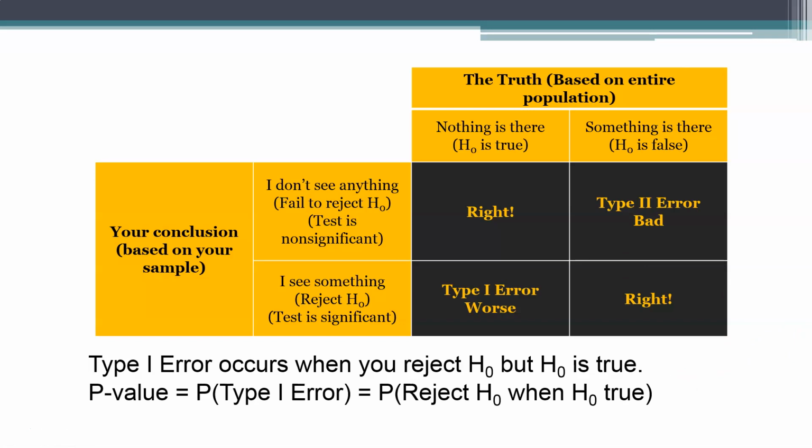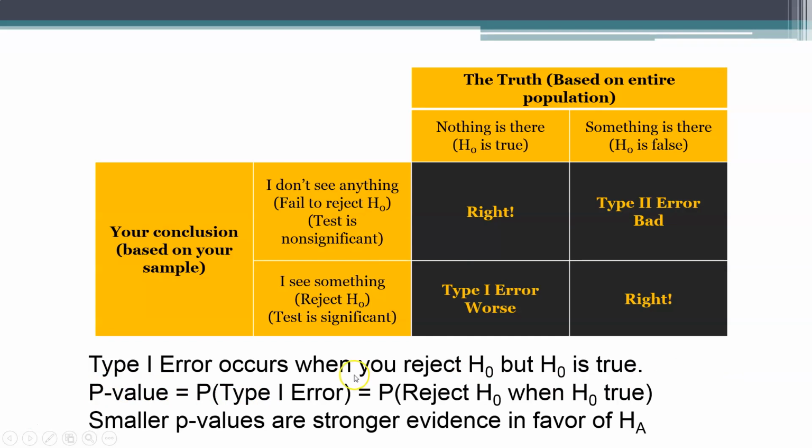So a p-value is the probability, when you're conducting a hypothesis test, that you would make a type 1 error. In other words, it's the probability, given that the null hypothesis is true, that you would reject H0. So it's the probability that if H0 is true, you would be making an error. So this is why you want this probability to be small. Or really, the smaller the p-value, the stronger the evidence in favor of the alternative hypothesis.